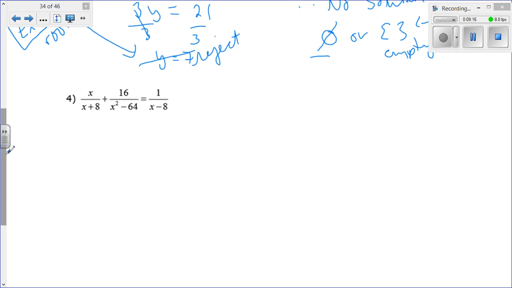For the last problem, I have x plus 8, x minus 8, and x squared minus 64. Well, that's x plus 8, x minus 8. So I'll let you guess what our LCD is here. X plus 8, x minus 8. So each fraction must be multiplied by x plus 8, x minus 8.